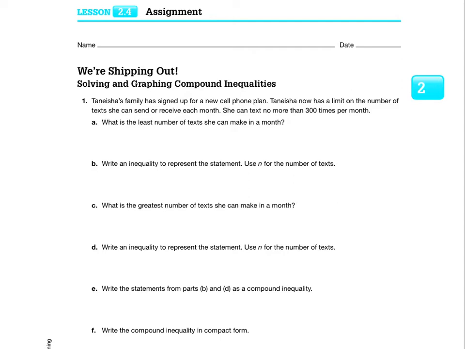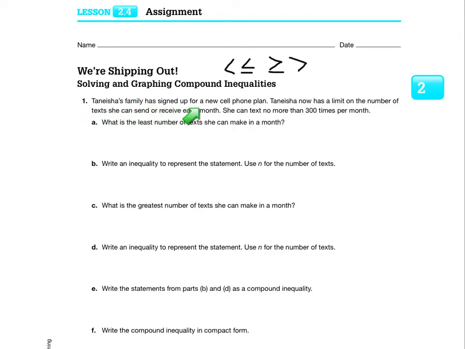So we're shipping out as the title of our actual assignment. We're going to be solving and graphing compound inequalities. So remember, inequalities are your equations that instead of an equal sign, they have less than or equal to, greater than or equal to, or greater than.